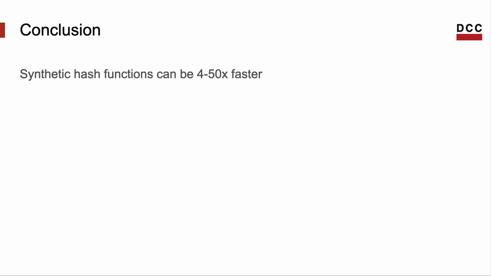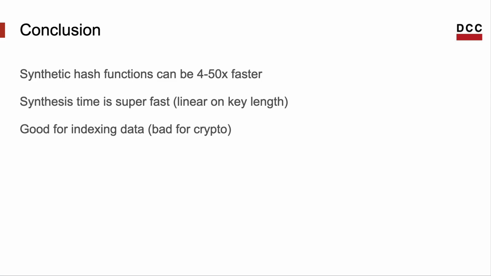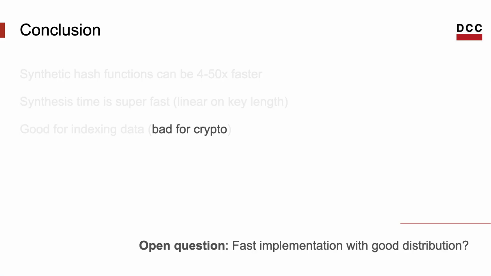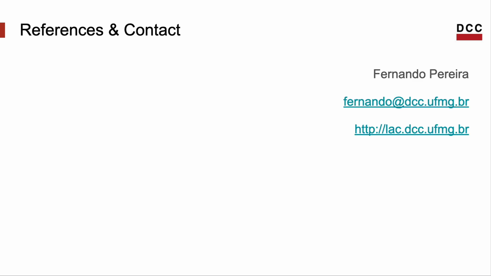So, in the end, our functions are very fast. They are 4 to 50 times faster than default hash functions that are available out there. Synthesis time is super fast. I didn't show it here, but it's linear in the length of the key. And our functions are good for indexing data. However, they're bad for cryptography. And so that leaves us with an open question: can we have a fast implementation that still enjoys good distribution?